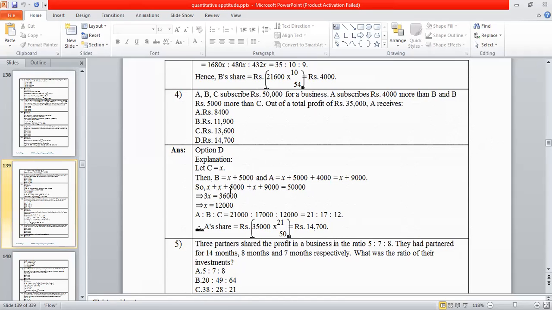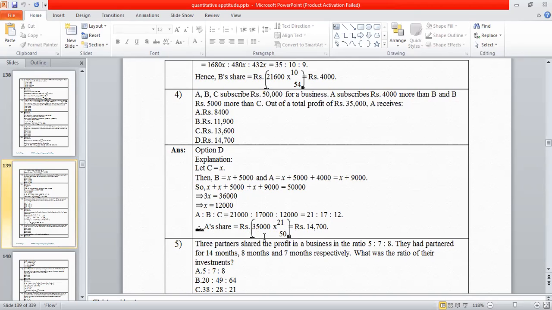So X plus X, that is 3X, is equal to 5 plus 9, that is 14,000, and here it is 50,000. So we subtract 14,000 from 50,000, that will be 36,000. So 3X is equal to 36,000. So X will be 36 divided by 3, it gives 12. So X is equal to 12,000. So the ratio A is to B is to C is equal to 21,000 is to 17,000 is to 12,000, so it is 21 is to 17 is to 12.